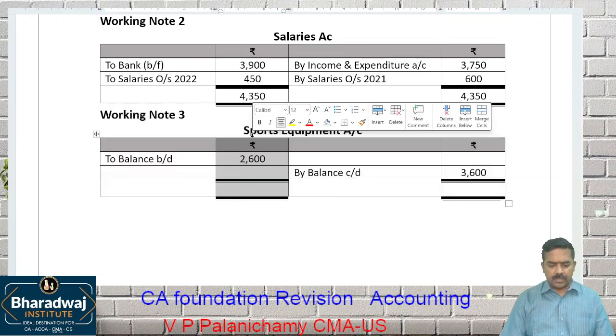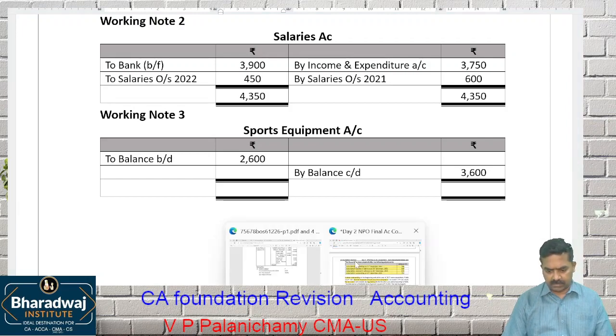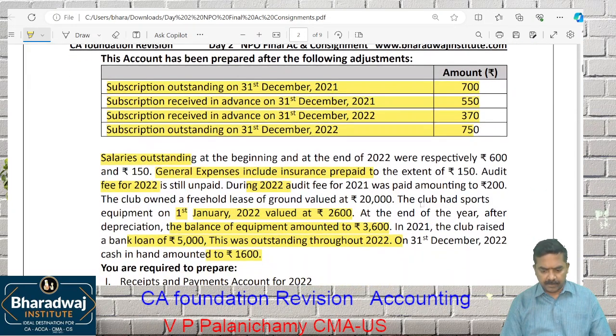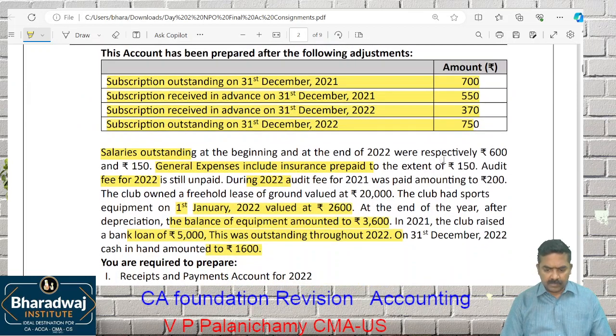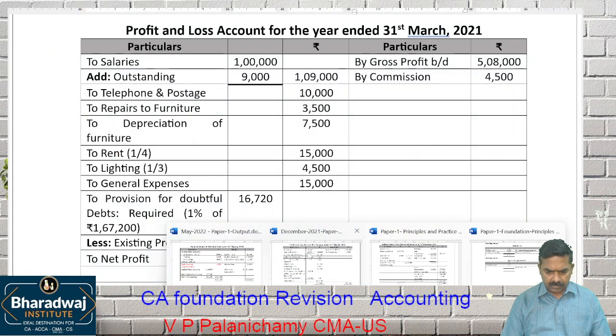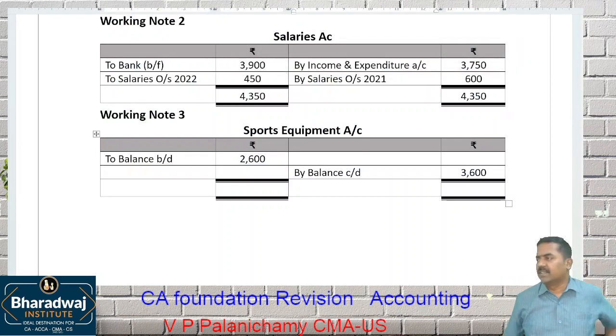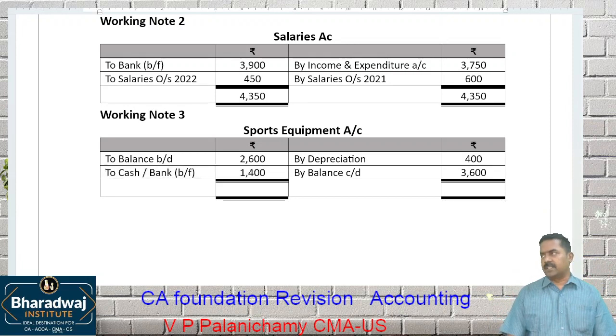Income and expenditure account, to salary, by income and expenditure. Tally, balancing figure for how much? 3,900. Sports equipment at the beginning of the year 2,600, end of the year 3,600. Look at the depreciation we have put. Actually 450 is a typing mistake. Question has 450, typing error. So depreciation 400, if you tally, you will get purchase of asset.